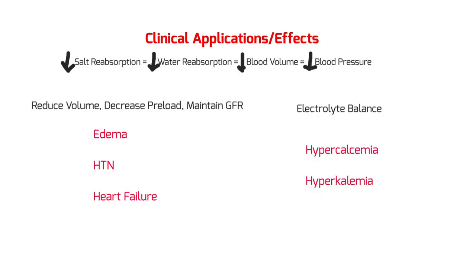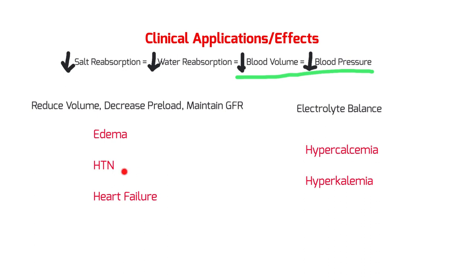Loop diuretics are very commonly used in clinical practice, and that's due to their ability to decrease blood volume and decrease blood pressure. This is going to be extremely useful in a patient who presents with edema, whether peripheral or pulmonary, because we're going to be able to flush out all that excess water and fluid that's building up in the extracellular space.